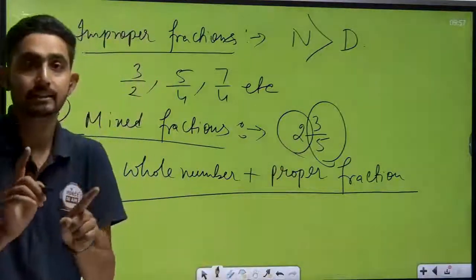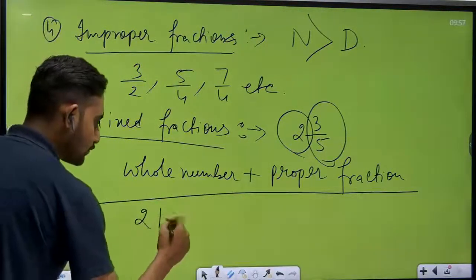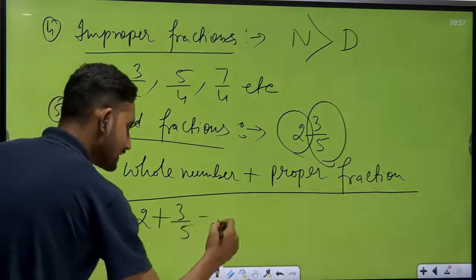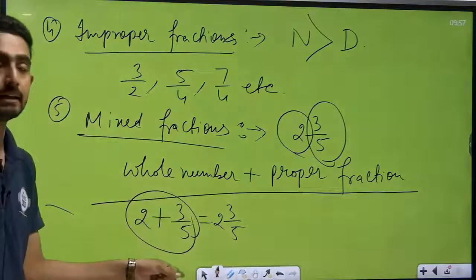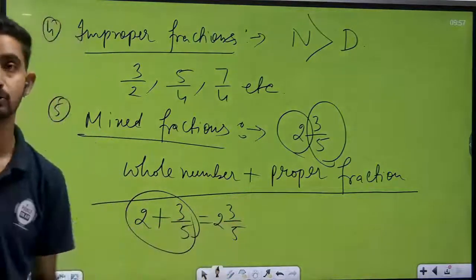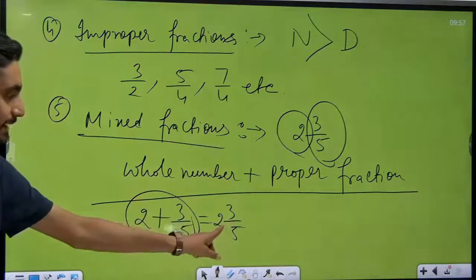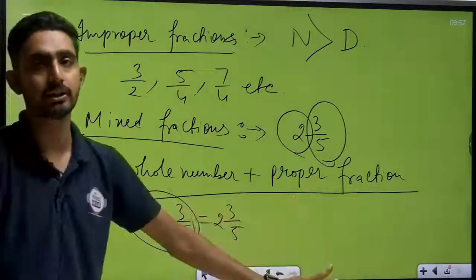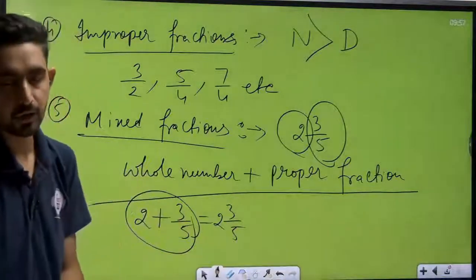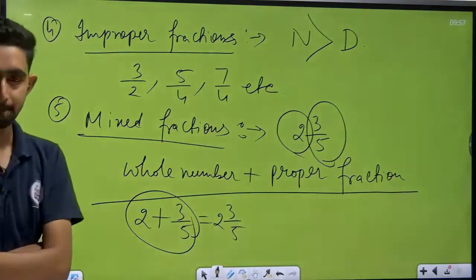And one more thing you should remember: 2 plus 3 upon 5 equals 2 and 3 upon 5. It has the same meaning. So how will we read this? We will read this like this, 2 and 3 upon 5. We can say 2 whole 3 upon 5. Understood all of you? Very easy. Yes or no?